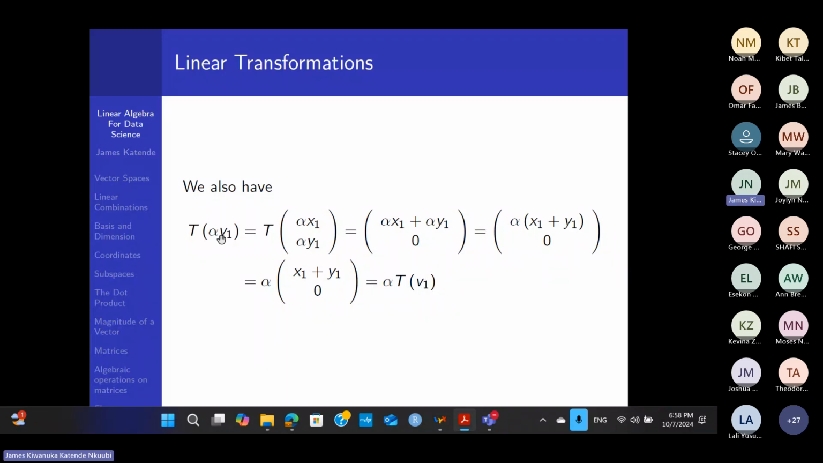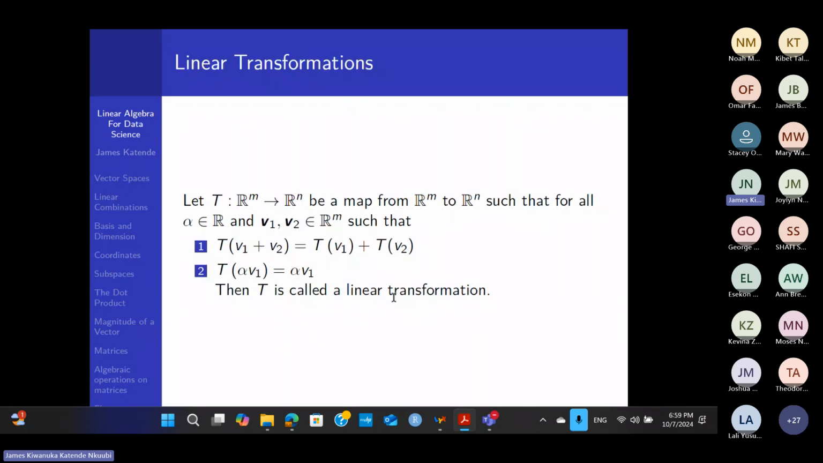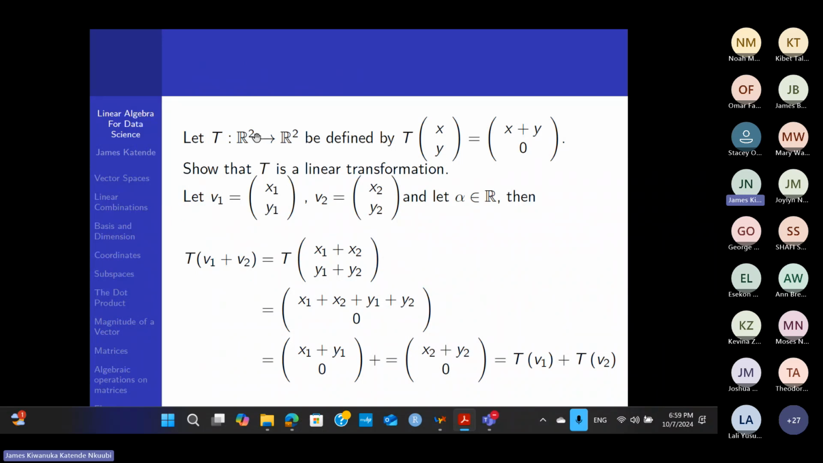So I have shown that the image of a scalar multiple of v1 is equal to the scalar multiple of the image of the vector. These are the only two properties we needed to check, and these two confirm that T is a linear transformation from R2 to R2. If you look at the definition, it did not require that these two numbers, m and n, be equal. They can be, but they don't have to be. The first case we considered is where they are equal, R2 and R2. They don't have to be equal, and we shall see some examples where they are not equal. So are there any questions on that?